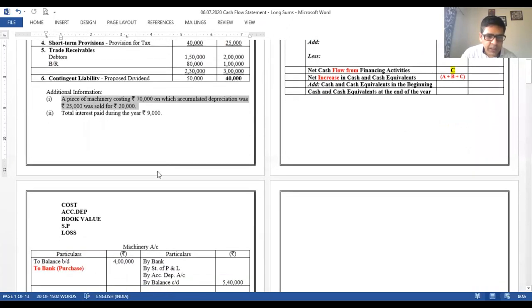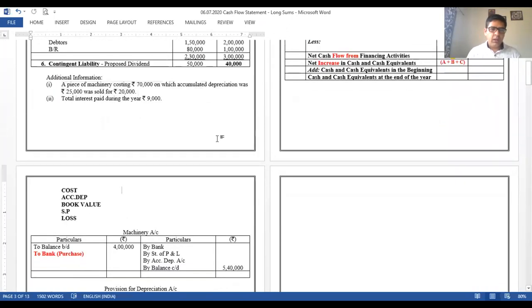Okay, so let us have this working. Cost price of the machine sold can be seen as 70,000, on which accumulated depreciation can be seen as 25,000. We need to deduct that, and then we need to have the book value. 70 minus 25 is 45,000. Has been sold for 20,000. So this 20,000 is already there with us, and let us then have a profit or loss. Book value 45, sold for 20. It's a loss of 25,000.